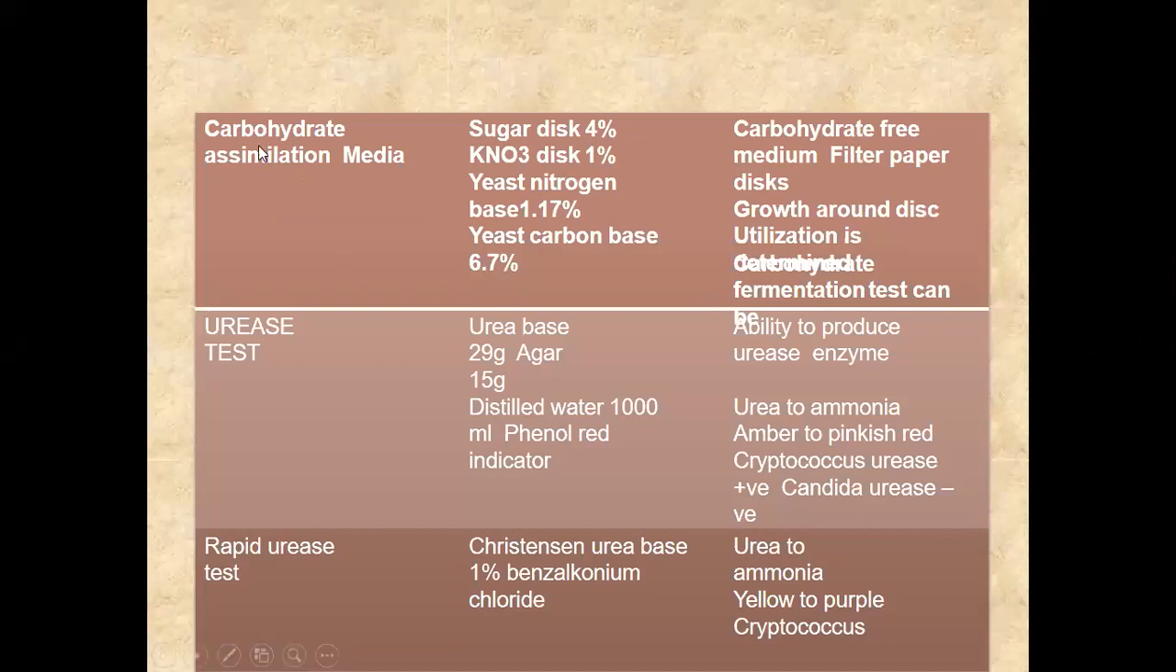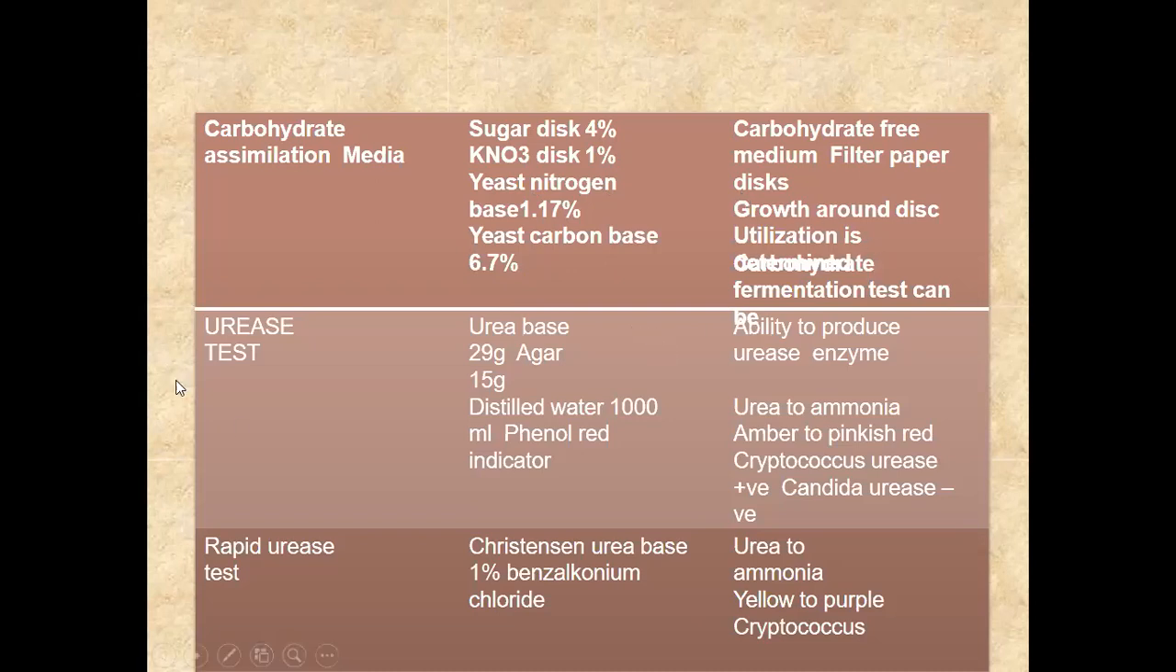Next are media like carbohydrate assimilation media. All these are biochemical tests to assess how much carbohydrate the fungal organism can utilize, along with the urease test and the rapid urease test. All these come under the biochemical tests of the fungal organism. In the carbohydrate assimilation media, we are estimating the carbohydrate content. This media includes sugar disc of 4 grams, 4% KNO3, yeast nitrogen base, and yeast carbon base. So this medium is used to estimate the amount of carbohydrate utilized by that particular fungal organism.